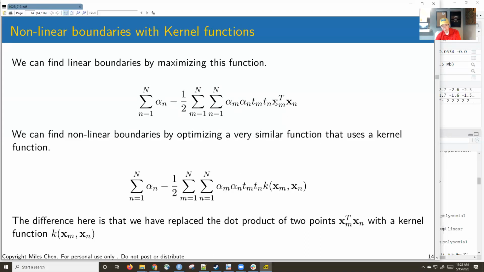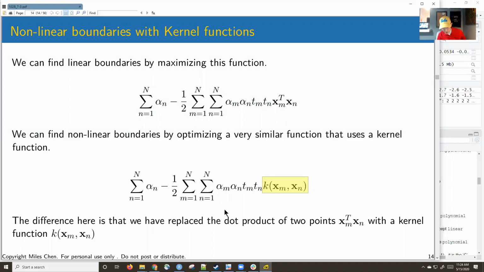All we do is we change, so here we have basically the dot product of these two vectors, xm and xn. So we kind of look at every combination of 2 points, m and n, in our data set, and we say, all right, well, what if we replace this dot product with a kernel function, okay? And then we optimize that. Okay, so well, what's a kernel function, okay?